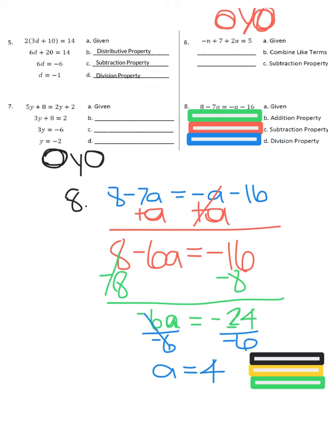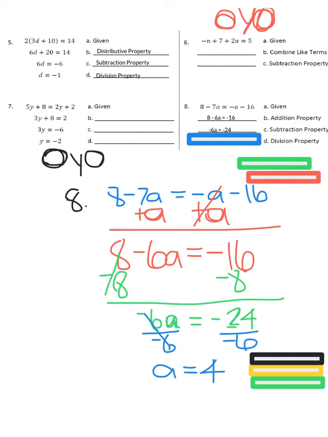So now let's reveal our answers here. You should have 8 minus 6a equals negative 16, which is what we did. Then we should have gotten negative 6a equals negative 24. We did that as well. And lastly, a is equal to 4.